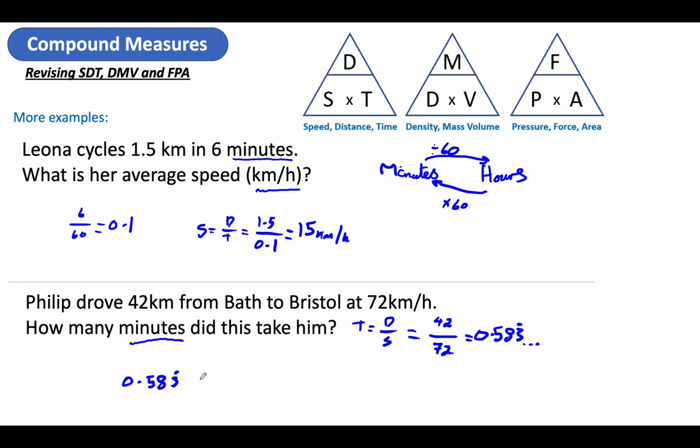0.583 recurring. Now to go from hours to minutes, I said I've got to times it by 60. So I'm going to times that by 60. Now this is the important bit. Don't retype 0.583 in your calculator. Leave the answer you've got, 0.583 recurring.